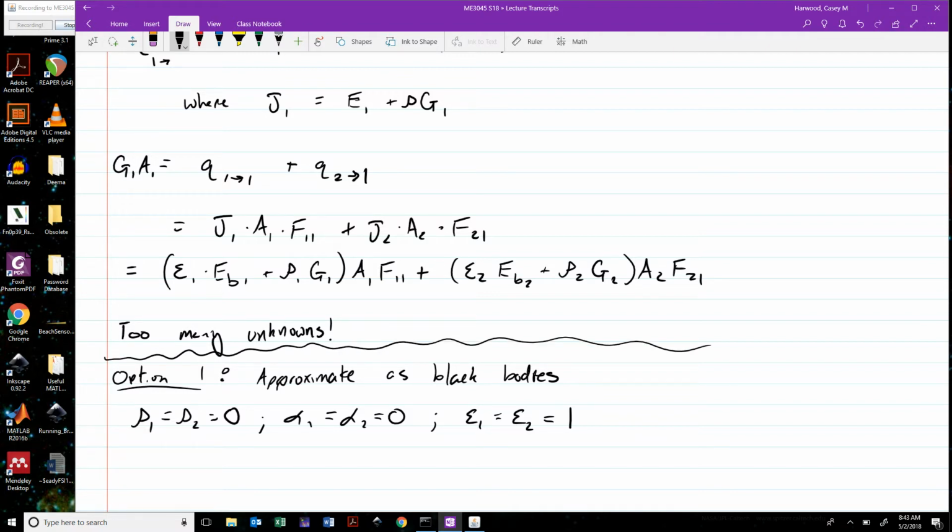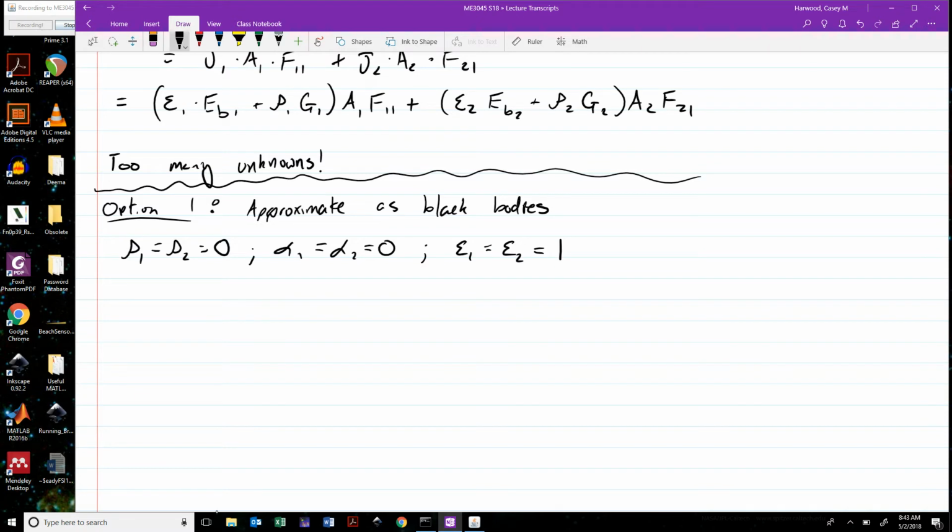Now I should mention that when I say option 1, this isn't something you should just blithely choose to do if you have a heat transfer problem involving multiple surfaces. Simply saying I'm going to treat them as black bodies isn't usually recommended, because it's not a good approximation for something that's made out of wood or made out of metal. But if you're told, treat this as a black body, then these are the steps you get to use in order to simplify the problem.